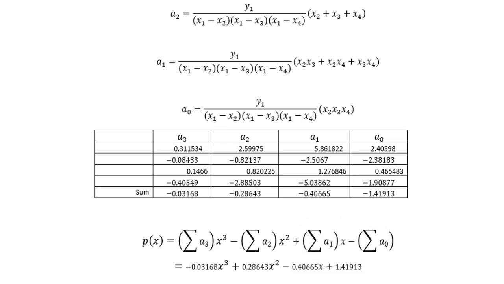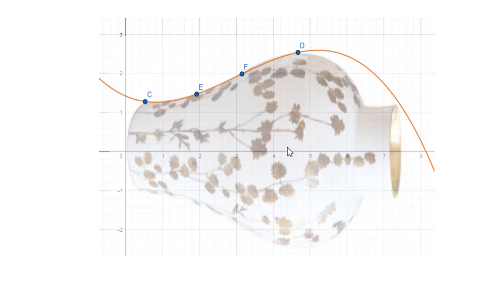You will get this polynomial. So I will put this polynomial function I got through the Lagrange interpolating polynomial method into GeoGebra to check how well it fits the curve. You could say this cubic regression equation given by Lagrange interpolating polynomial fits the curve very well.